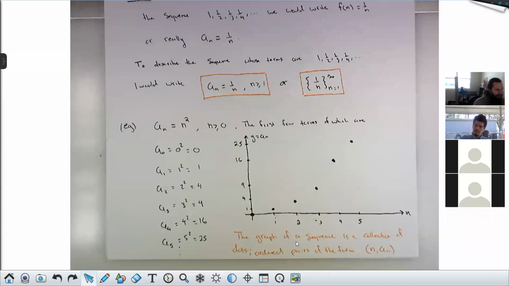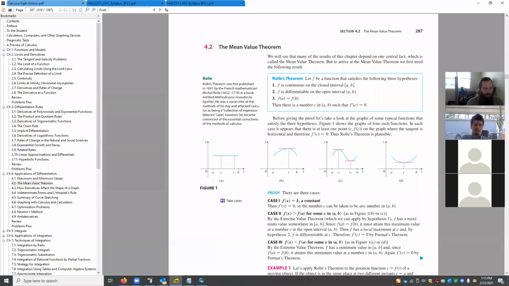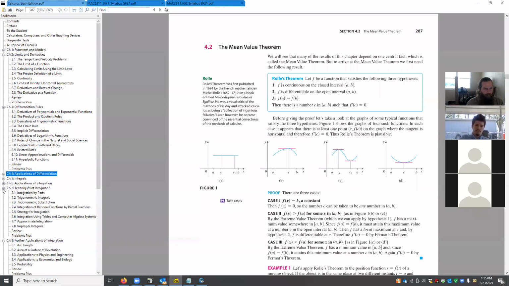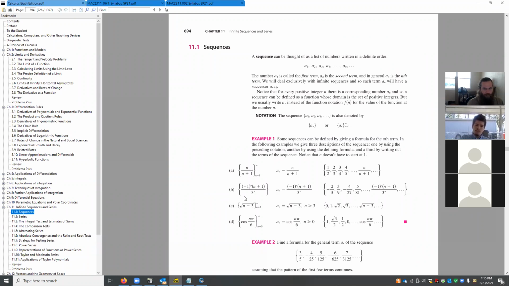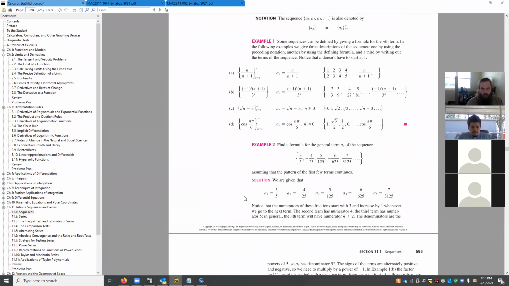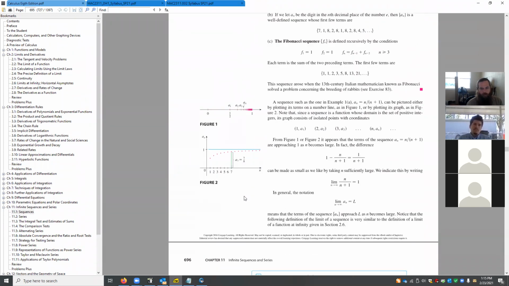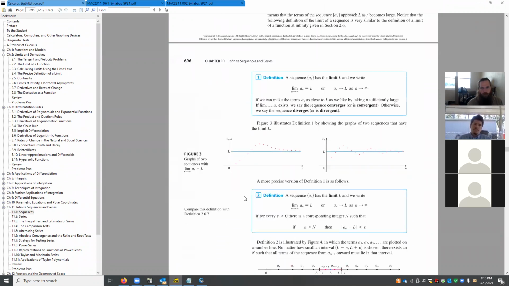Okay. There's some other examples. There's a bunch of stuff to say about sequences. Yeah, let's look at some of that. We'll get there eventually. That's a little too much. Okay.